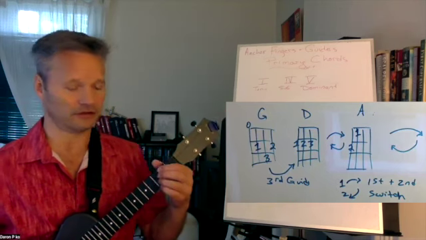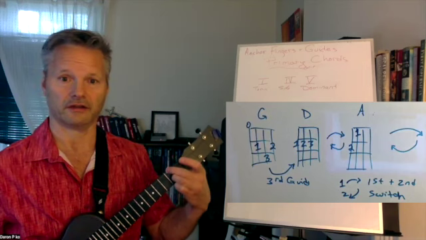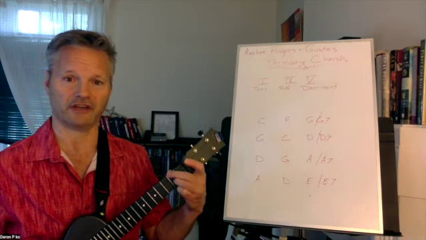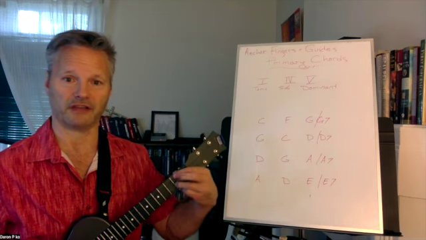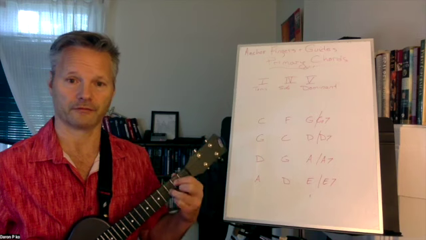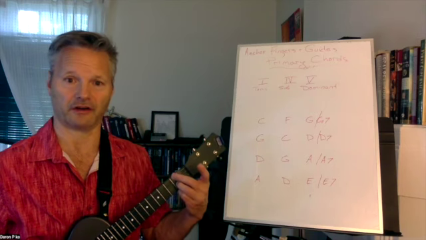The D7 is even easier because you only need 1 finger added. It can be either your pointer or your 2nd finger on that 4th string.